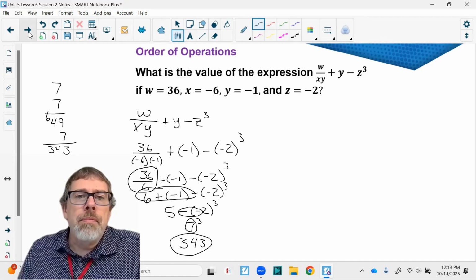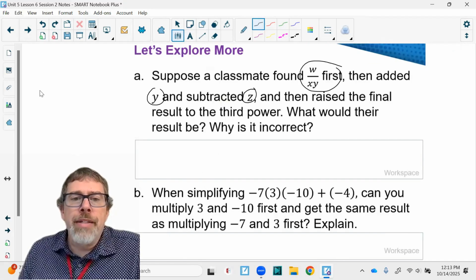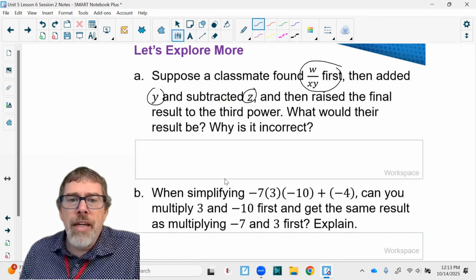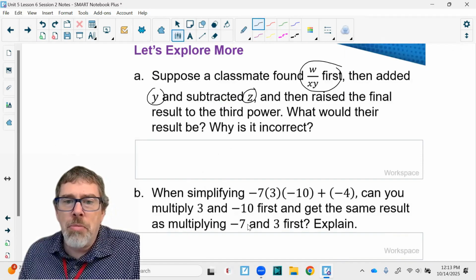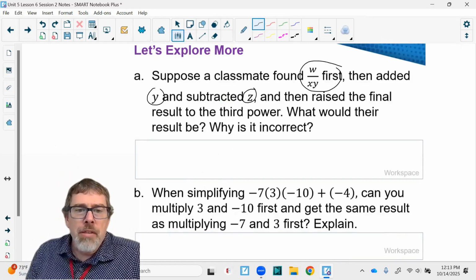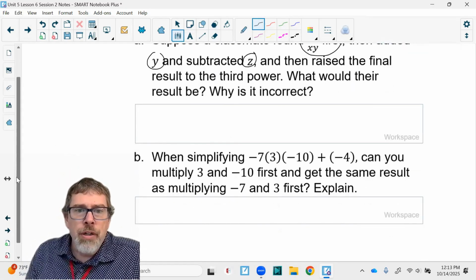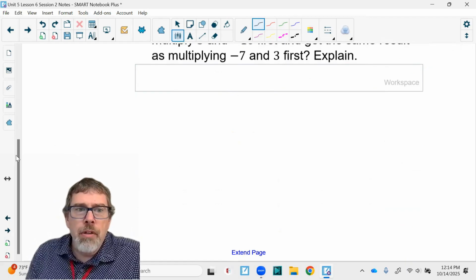Okay. So that's why it's incorrect. Now it says when simplifying, -7 times 3 times -10 plus a -4, you can multiply 3 and -10 first and get the same result as multiplying -7 and 3 first. Explain. So let me extend this page here so we can work. So now we're looking at B.